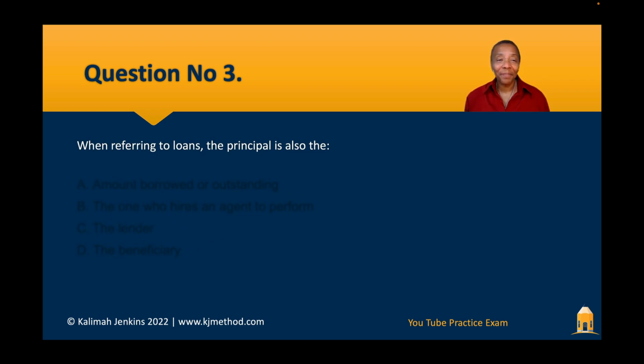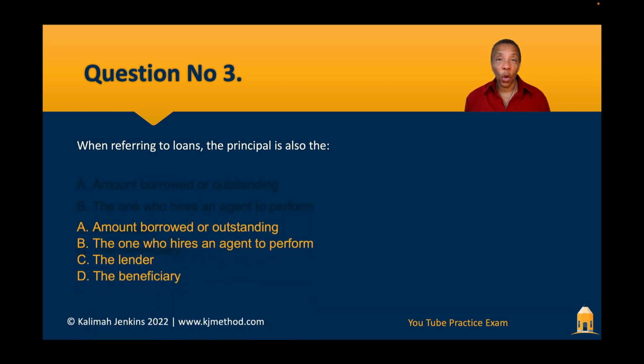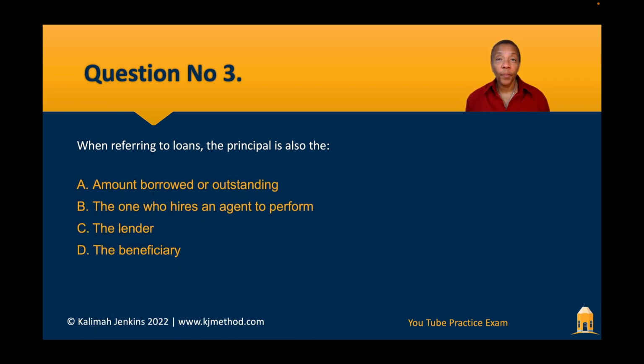Question number 3. When referring to loans, the principal is also the amount borrowed or outstanding, the one who hires an agent to perform, the lender, or the beneficiary. So when you hear the term principal, when you're referring to loans, what do you think of? Well, I think that you should be able to pick this one out relatively quickly. The principal would be the amount you borrowed or outstanding.